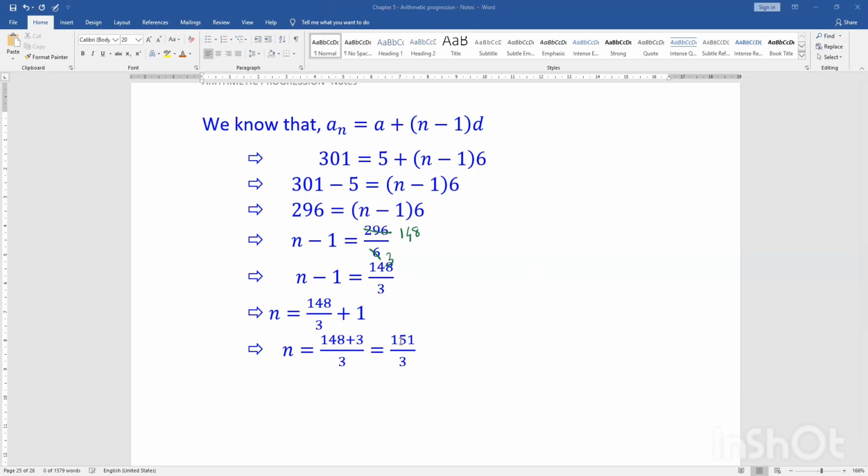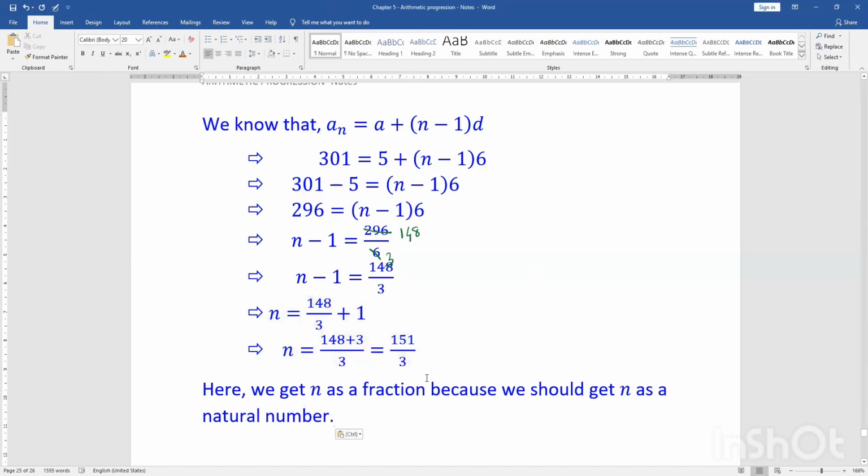Now N is a fraction, but N should be a whole number or a natural number, correct? So N should actually be a natural number. For that reason, we cannot take N as 151 by 3. Natural number means any number from 1 to infinity. It cannot come as 0 or as a fraction. So what's the conclusion now?